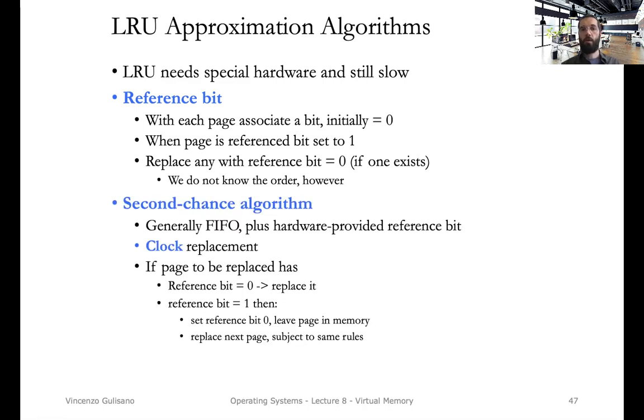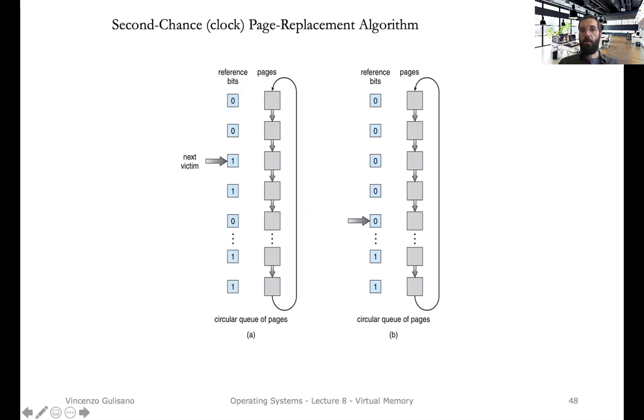Alternatively, you can go for the second chance algorithm. Here you have a description, but I think it's easier if I just show you how it works. So basically you have an extra bit for each entry, and you keep a circular queue of the pages. So let's say that this is the page you are currently pointing at as the next victim. If you see 1, then you don't pick this as a victim, but you set it to 0 and you move to the next one. So you keep moving until you find one that has 0. As soon as you find 0, that is the victim frame.